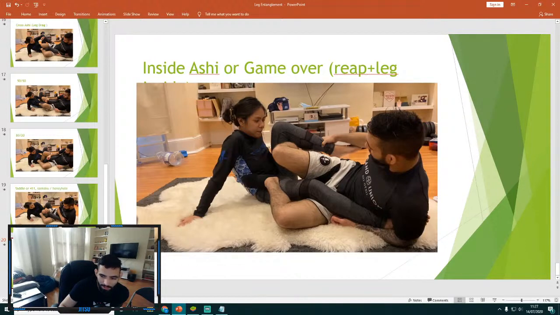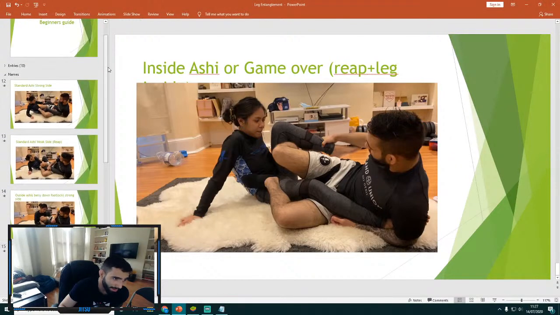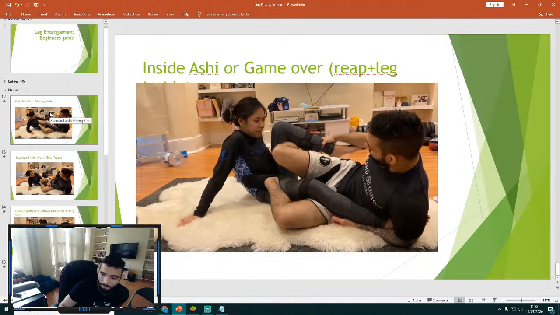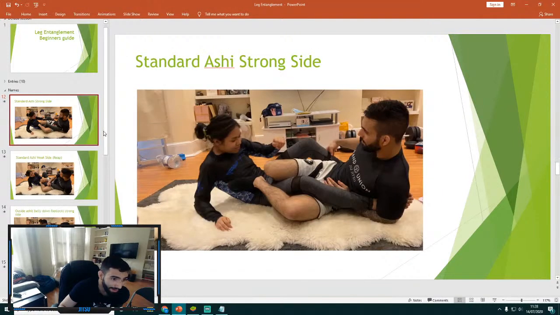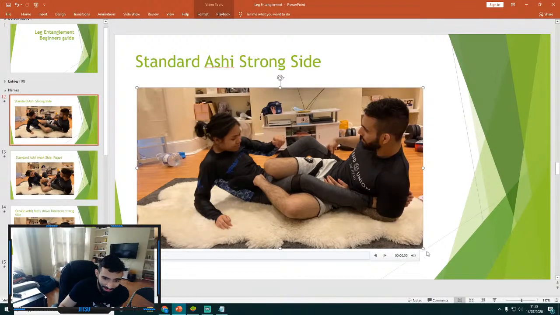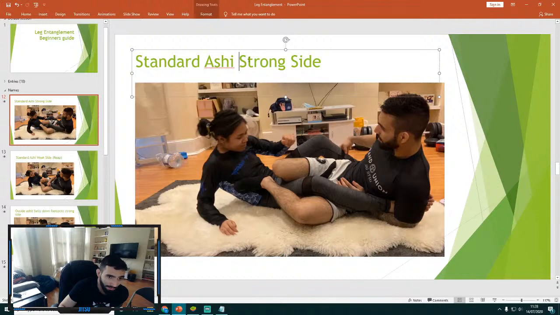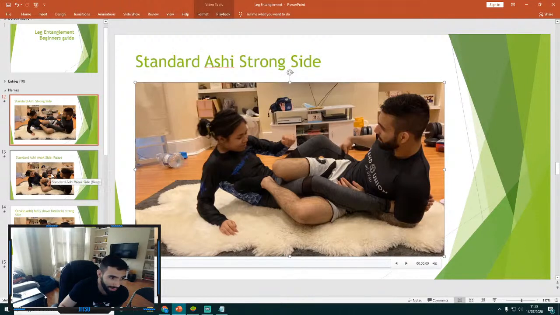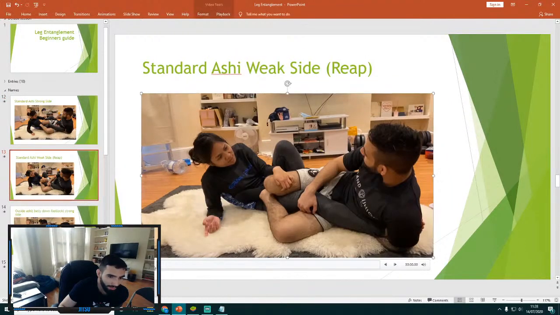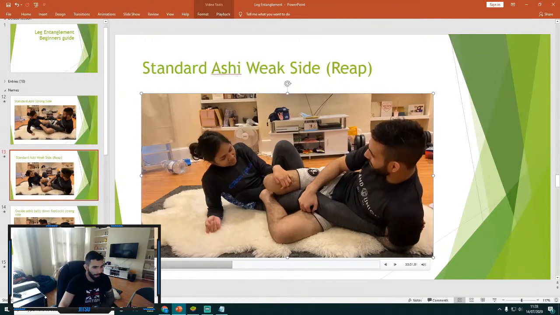So hopefully, I'm gonna go for it one more time, and then we should be able to get all their names correct, or at least know all the leg entanglements. So we have standard ashi, which is one leg X. Everyone knows this by now. The main thing that I want you to learn from this is which is the strong side and which is the weak side. Okay, reap always means weak side.